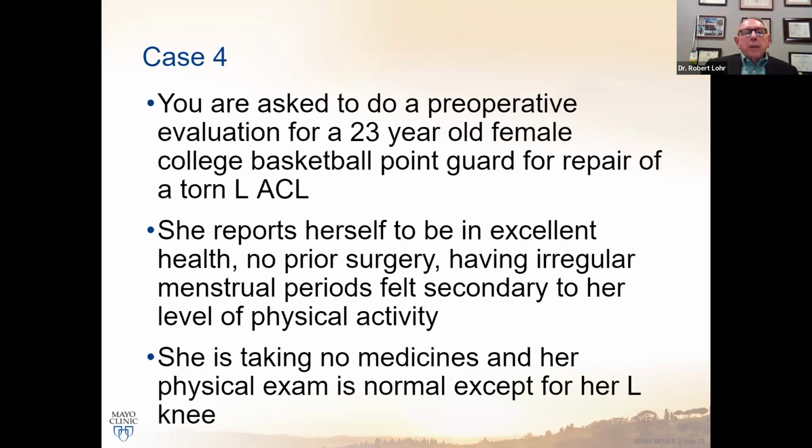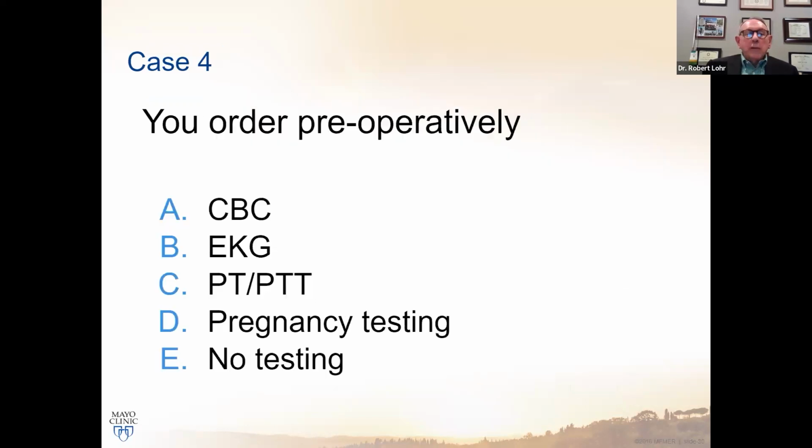In our last case, preoperative evaluation for a 23-year-old female who's a college basketball point guard, and she is going to have a repair of a torn left ACL, common injury for young women athletes. She reports herself to be in excellent health. She's playing basketball, so she certainly can do 4 mets. No prior surgery. She does say she has irregular menstrual periods that she feels are related to her level of physical activity and the stress of playing college basketball. She's taking no medicines, and her physical exam is normal except for her left knee.